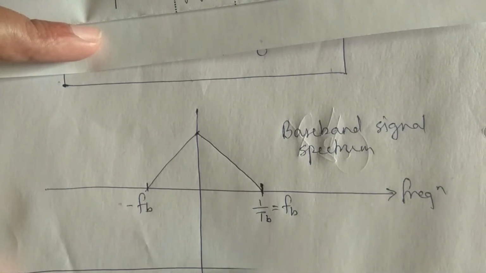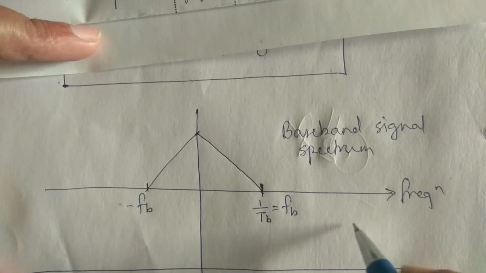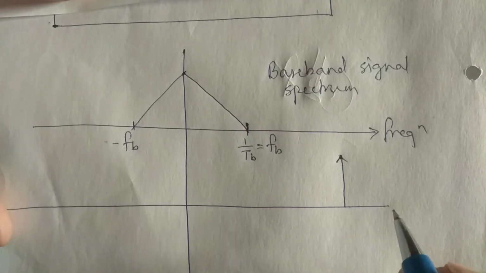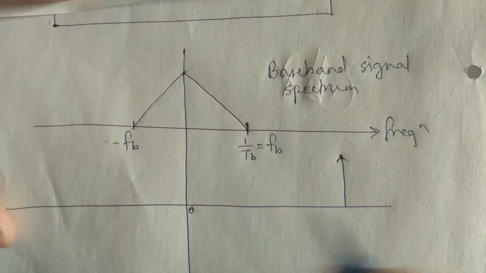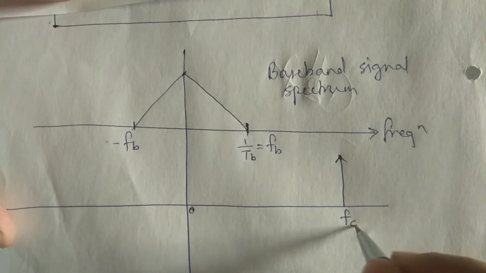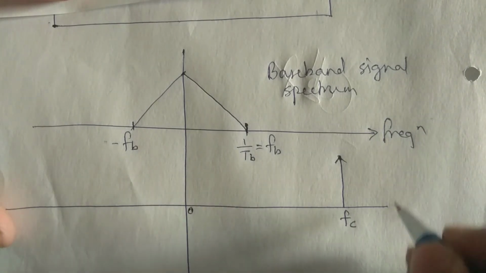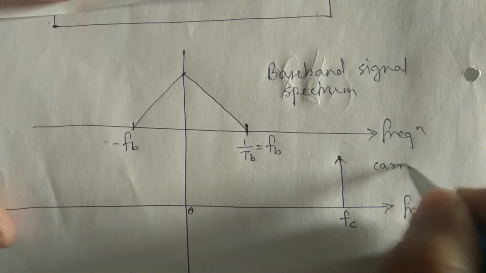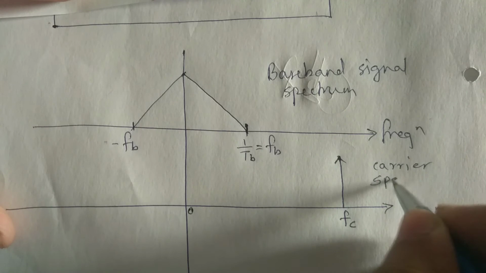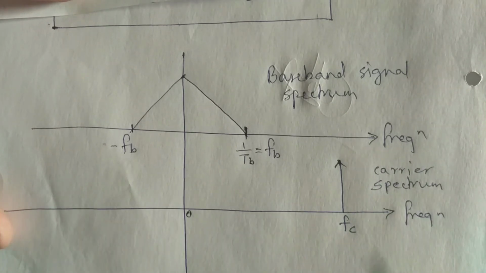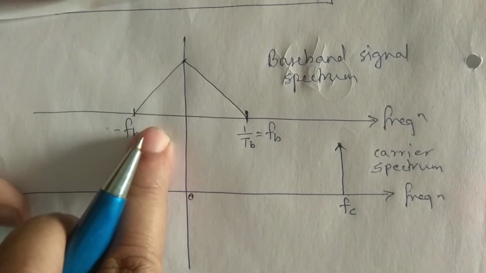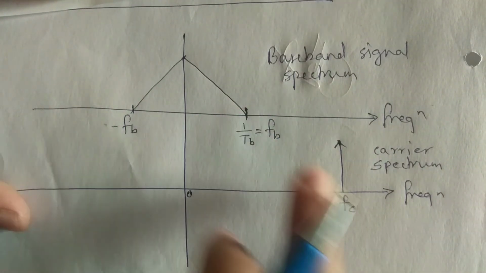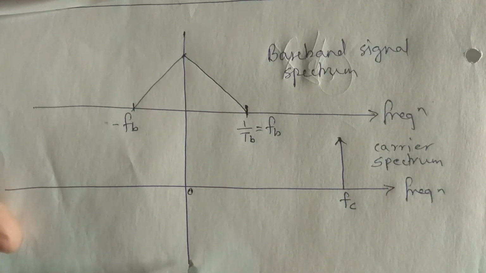Let us draw the spectrum of the carrier. Since we are taking a carrier of very high frequency, I am taking it far away from the origin. Let us consider this is the carrier frequency fc. The x-axis is frequency. Let us say this is the carrier spectrum. When we modulate the signal, this baseband signal gets converted to a band pass signal. So this band will get copied at the fc value. It will look like this.